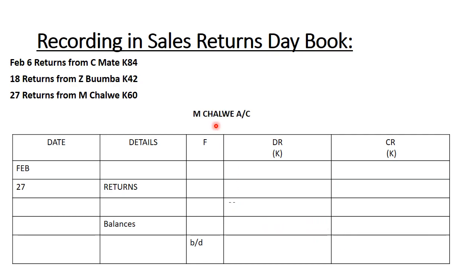Next we go to M Chalwe. A transaction happened on the 27th, so this is the date. M Chalwe returned goods worth 60 kwacha. We're going to record that, and then we do the totals and then the balances.